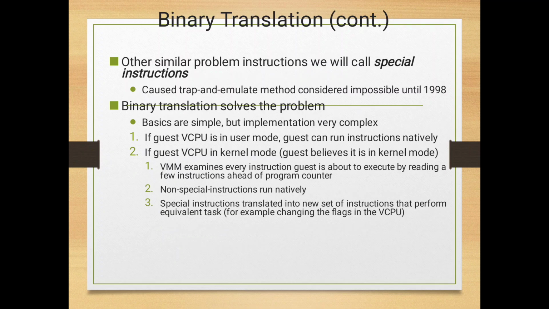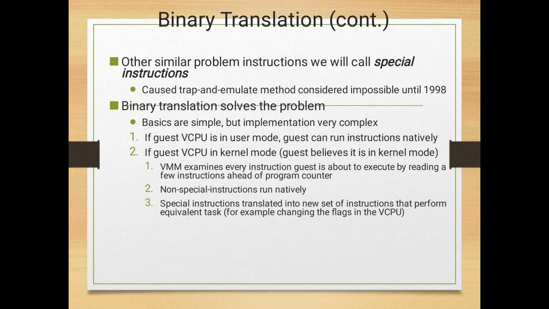Other similar problem instructions we will call special instructions. Because of this, the trap and emulate method was considered impossible until 1998. These problems can be handled by special instructions, and binary translation solves the problem. This kind of solution is given. The basics are simple, but the implementation is very complex. It has the following procedure.